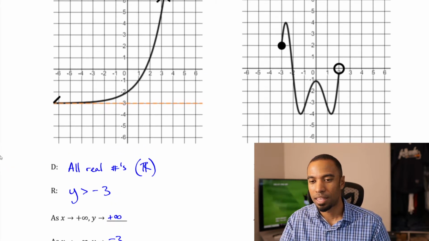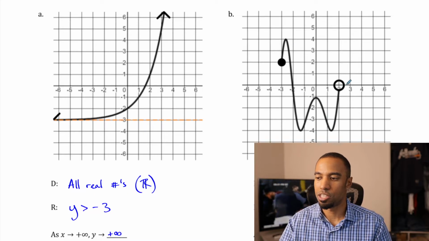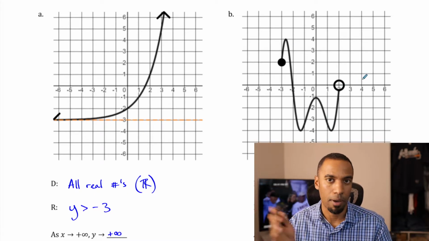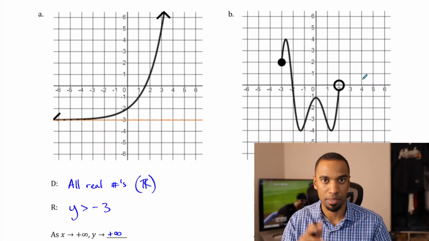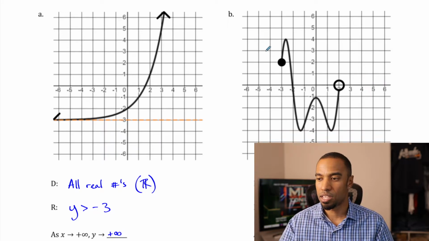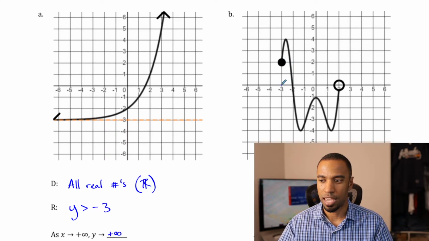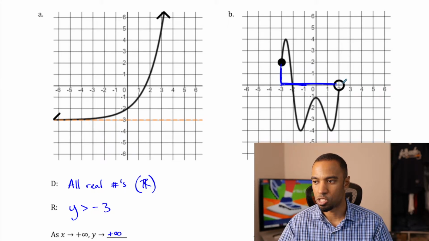Okay, that's part A. Part B, we have this graph that has some funky stuff going on, and it's a good one to talk about when we talk about mins and maxes and stuff, but that's not what this problem's about. It's about domain and range. Now, domain is asking how far left and right does this graph go. Looks like it goes as far left as -3, right? It goes as far left as -3, and then it goes as far right as apparently 2.